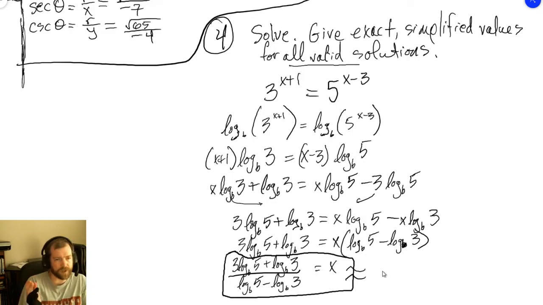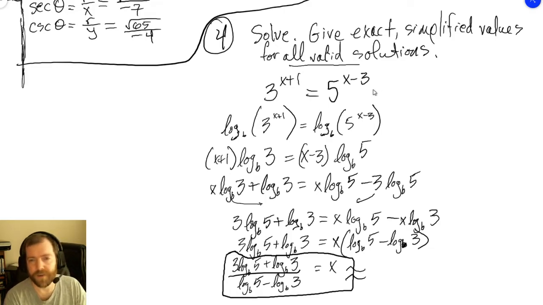If we did log base 3 instead, this would be 3 log base 3 of 5 plus log base 3 of 3, which is 1. And then log base 3 of 5 minus log base 3 of 3 is minus 1. If you wanted to do this from the beginning using natural log, because quite frankly it's much easier to draw a natural log, then that's fine too.